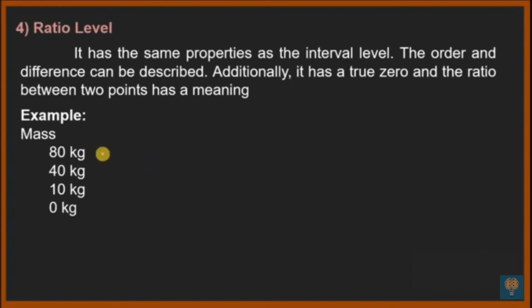And ratio level, it means it has the same properties as the interval level. The order and difference can be described. Additionally, it has a true zero and the ratio between 2 points has a meaning. So, nakikita naman natin ay the ratio level is in order and the difference can be describable.